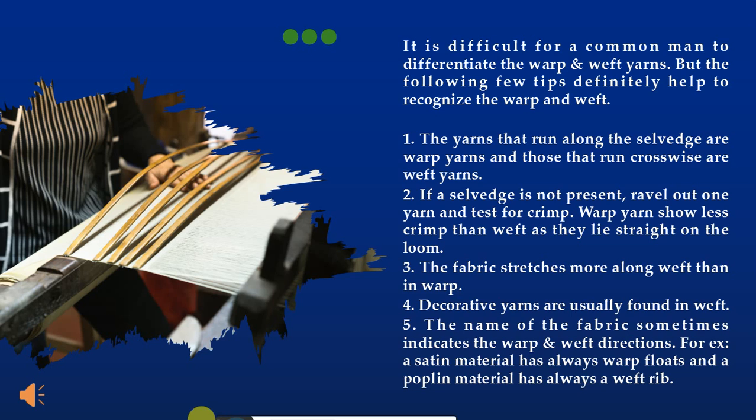4. Decorative yarns are usually found in weft. 5. The name of the fabric sometimes indicates the warp and weft directions. For example, a satin material always has warp floats and a poplin material always has a weft rib.